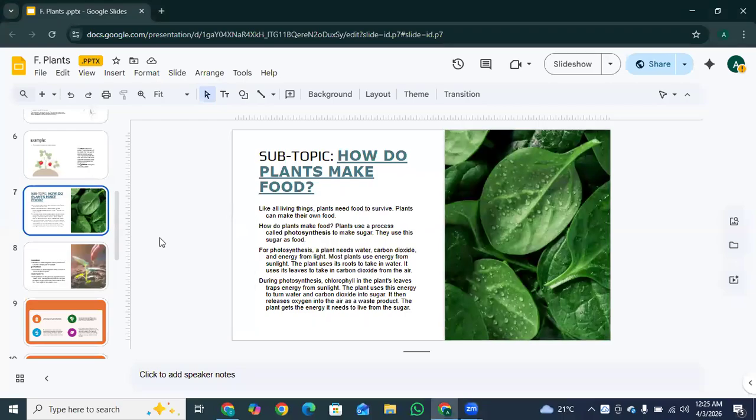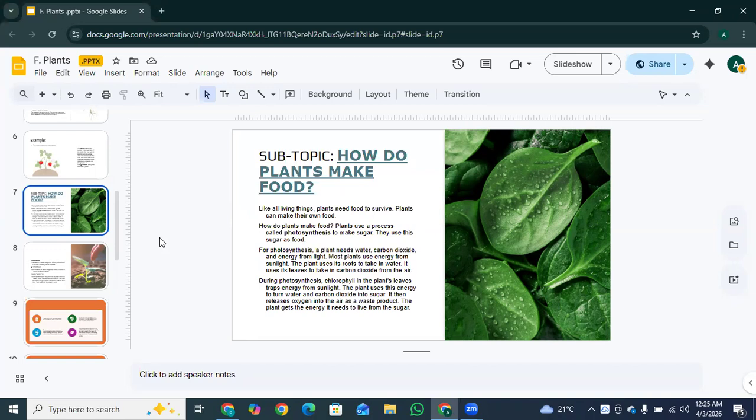Okay, the next one is how do plants make food? Like all living things, plants need food to survive. Plants can make their own food. You can say that unlike humans who go to the grocery store, plants are like tiny chefs that make their own food through the process of photosynthesis.